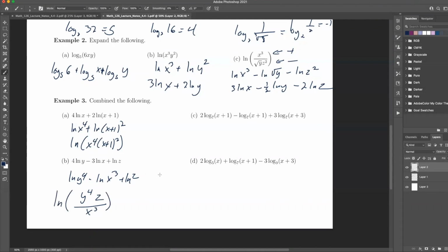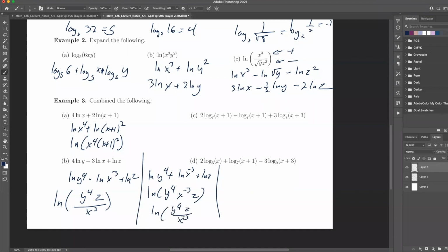Okay. Another way of doing this, let me just show you another way real quick, is here I can move in ln of y to the 4th. I can move in the negative. I could have ln of x to the minus 3 plus ln of z. And then here, when I put it all in, I'll have ln of y to the 4th, x to the negative 3rd, z. And then this will just evaluate to y to the 4th, z over x cubed. Okay. I kind of prefer leaving it this way. Just my preference in dealing with things.